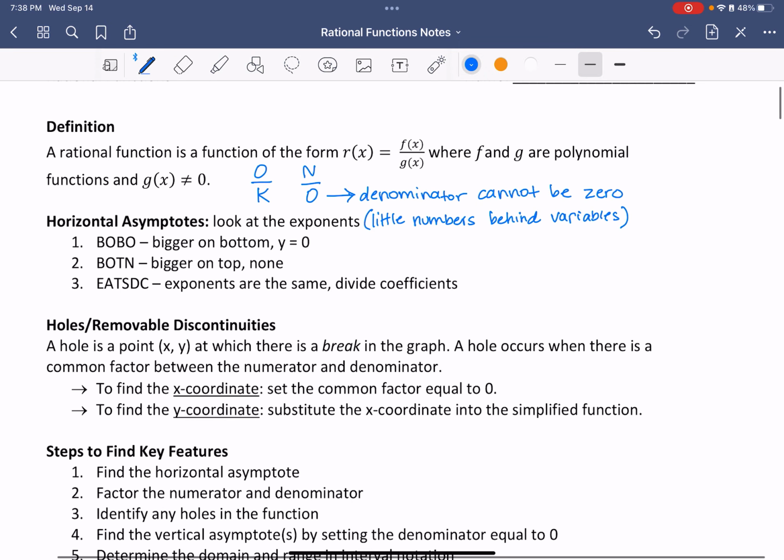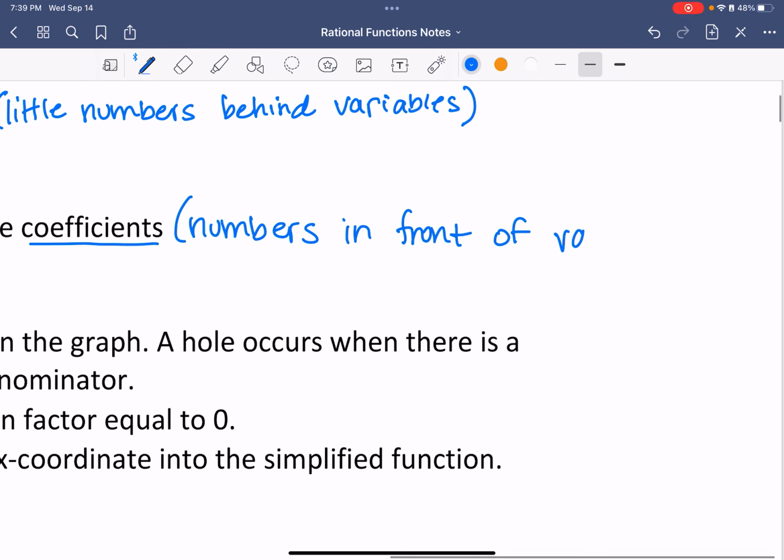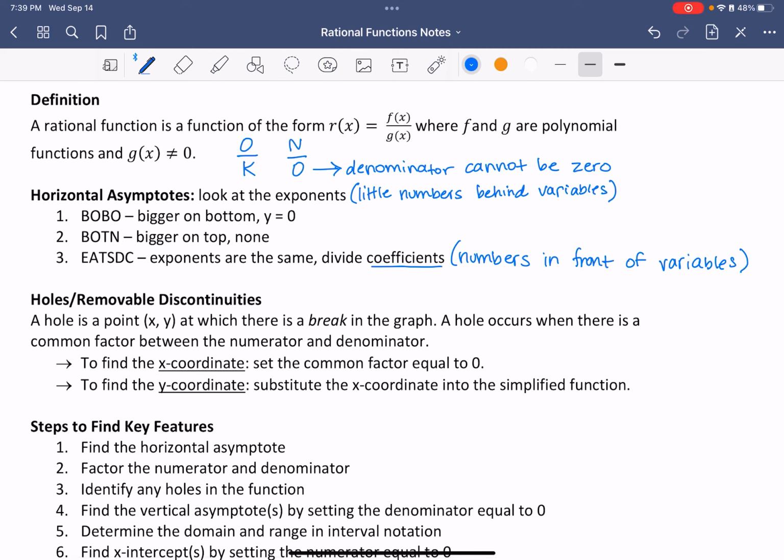Okay, and there's 3 acronyms that are going to help you remember when you have a horizontal asymptote. So that's BOBO, BODEN, and EATS-DC. I know they sound funny, but if you remember them, they're going to help you. BOBO stands for bigger on bottom, y equals 0. BODEN, bigger on top, there is no horizontal asymptote. And EATS-DC stands for exponents are the same, so you're going to divide the coefficients. Now, the coefficients are the numbers in front of the variables. Okay, so don't get the exponents and the coefficients confused. It's a common mistake. So the exponents are behind, the coefficients are in front.